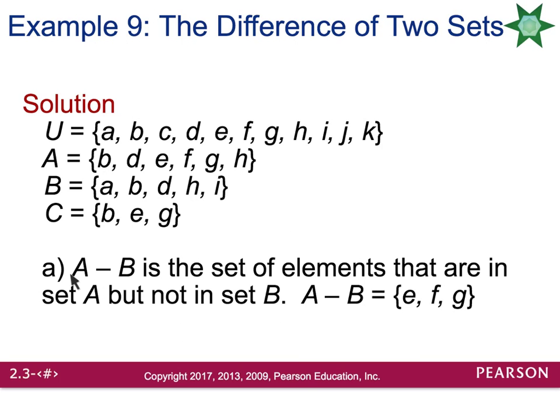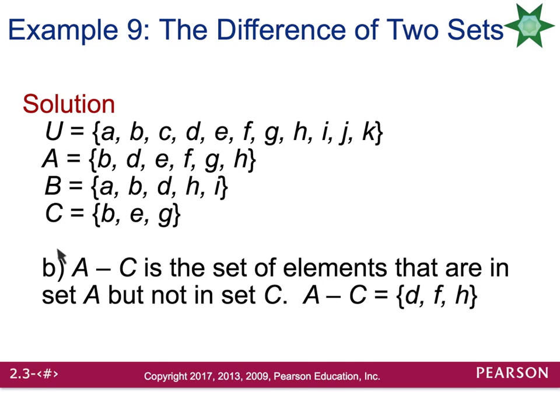For the first one, A minus B, we're looking at the set of elements that are in A but not in set B. We look at all the A elements and find the ones that are not in B. Lowercase b is in A, but it's also in B. D is too. So the first one we get is E. E is in A, but it's not in B. Then F, it's not in B. Then G. And H is in B, so we wouldn't include that. So B, D, and H are in set B, but E, F, and G are not. So A minus B, the set of elements in A but not in B, is just E, F, G.